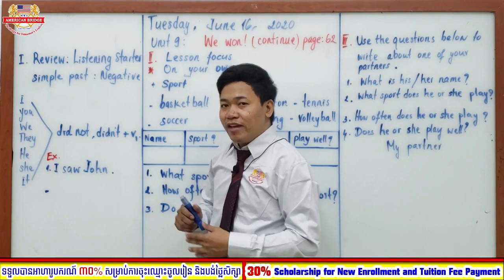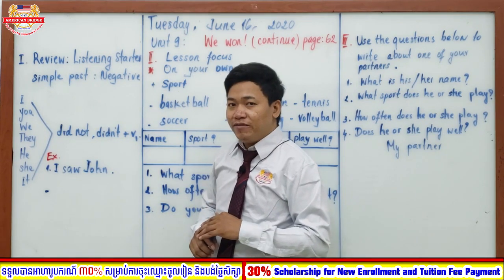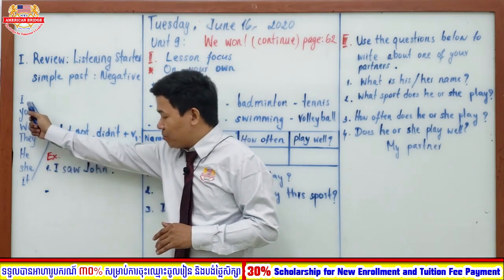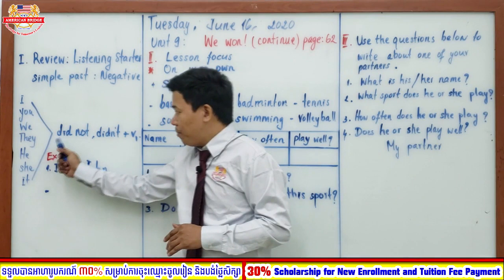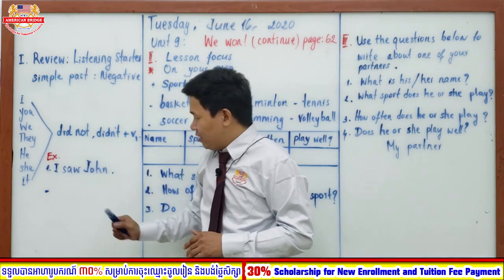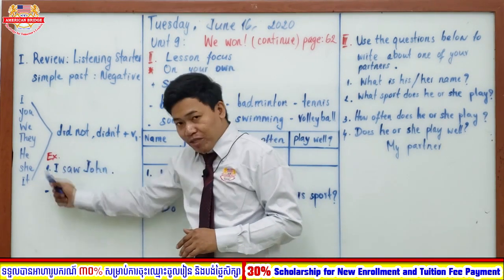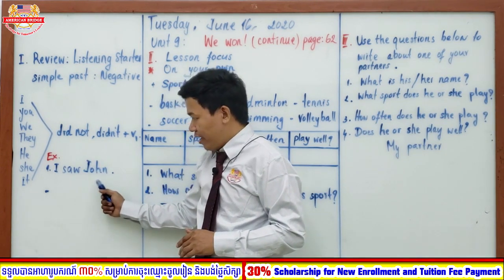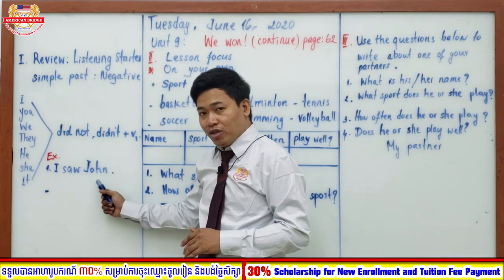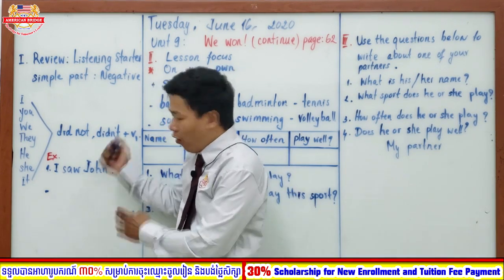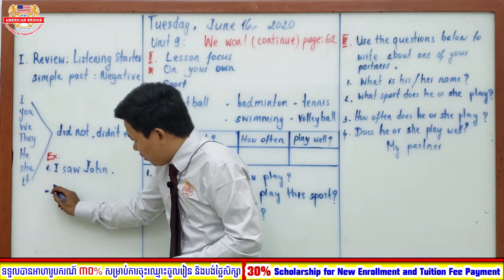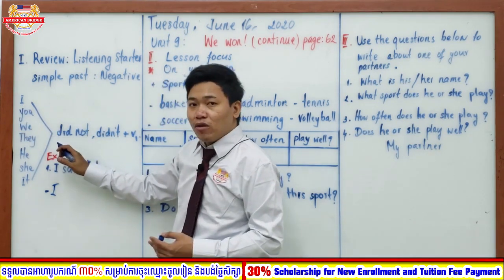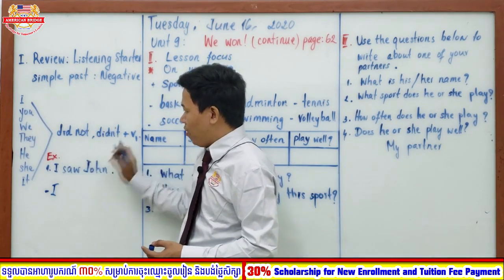So we want to change it to negative. If you want to change to the negative, you can take a look at the form on the whiteboard here. We have subject pronoun I, you, we, they, he, she, it plus did not or didn't plus verb 1. So we can take a look at the affirmative form. We have subject pronoun I, verb 2 saw, and object John, right? You can reflect on the form that we have learned already. I put I, we follow the form, then you can use the long form or short form. So now I choose the short form.